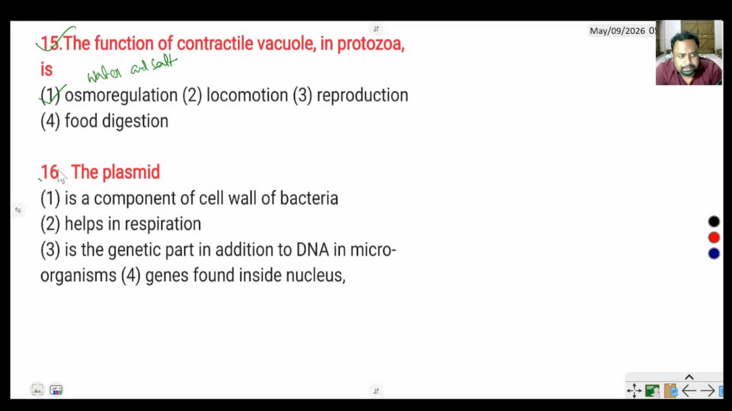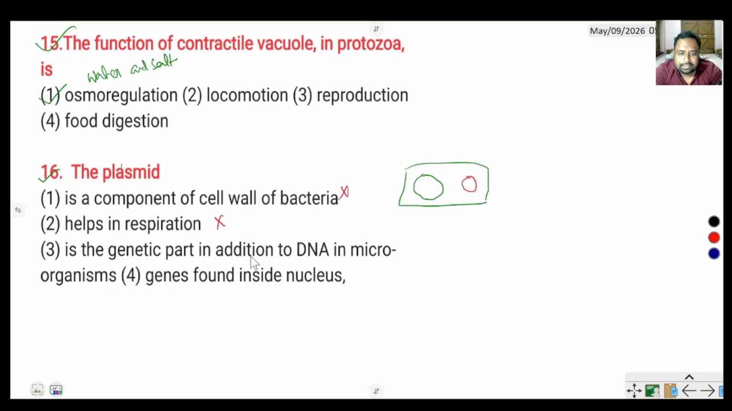Question number 16. The plasmid. What is plasmid? This is the bacterial DNA, but some extra DNA present in the bacteria is called plasmid. Extra chromosomal autonomously replicated DNA. Is it a component of cell wall of bacteria? No, this is not a component of the cell wall of the bacteria. Helps in respiration? No, plasmid does not help in respiration. So both options are wrong.